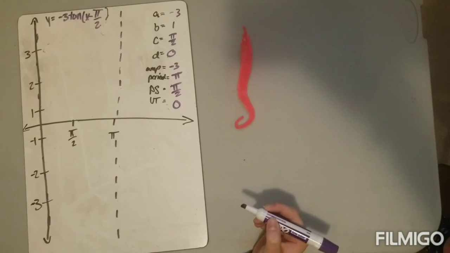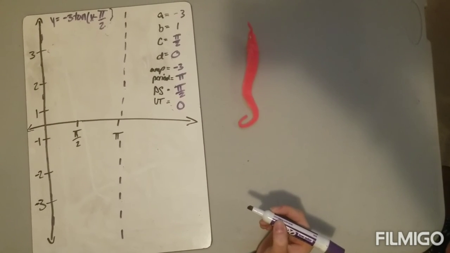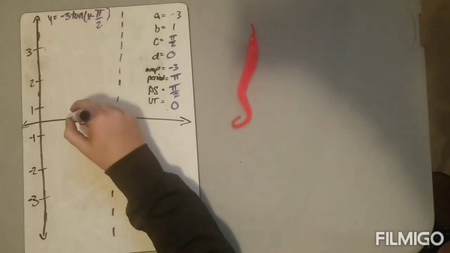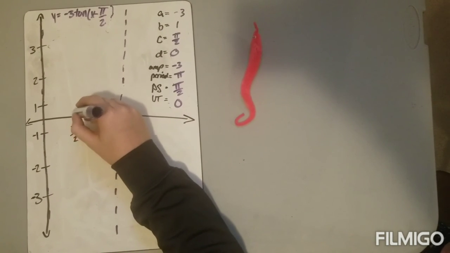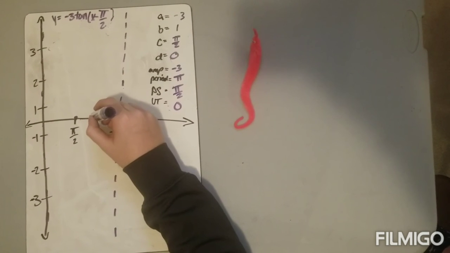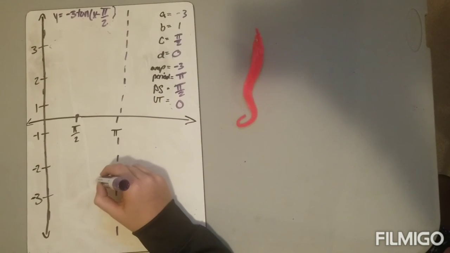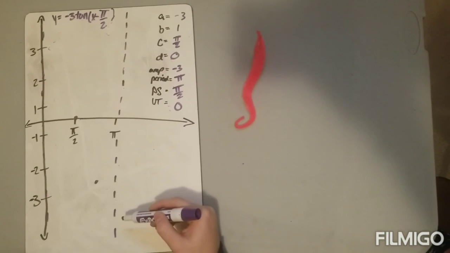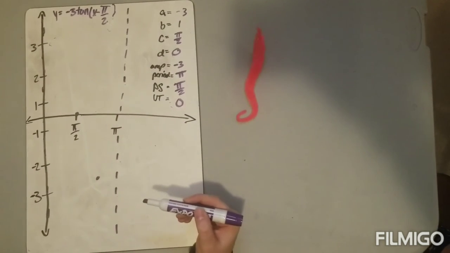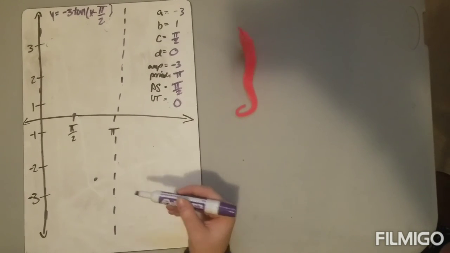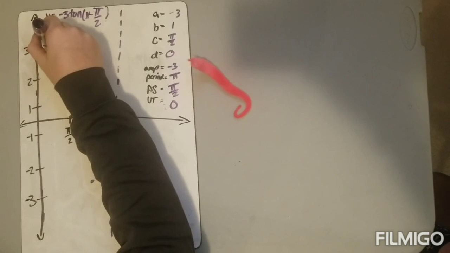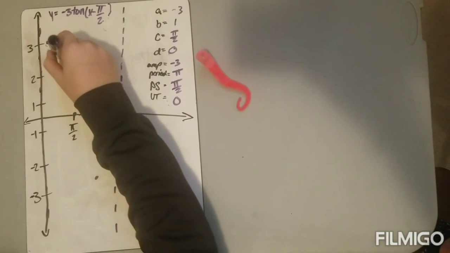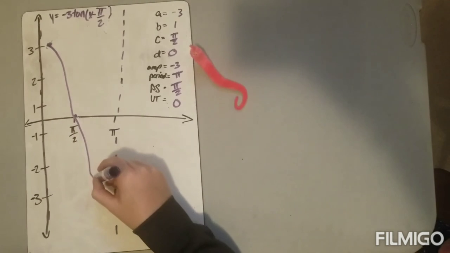First, what we're going to do is identify our asymptotes. So, if we start at our phase shift of pi over 2, our first point is going to be half an interval. So then our asymptote is the next interval. Now we are going to plot our other point at up 3. And now connect the dots. You're done.